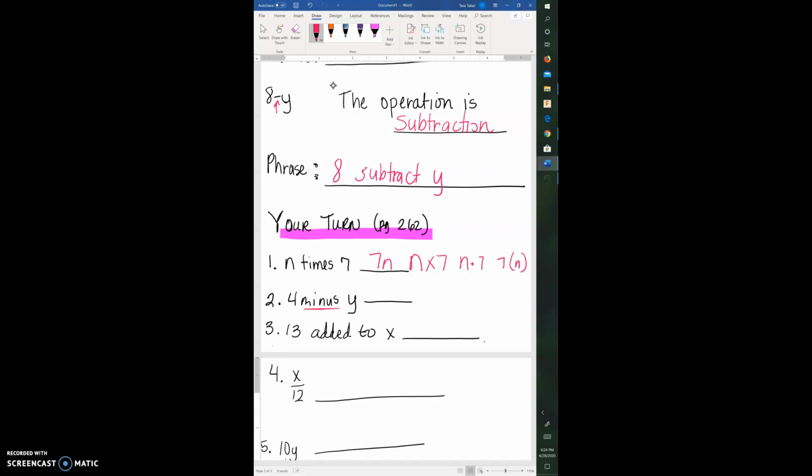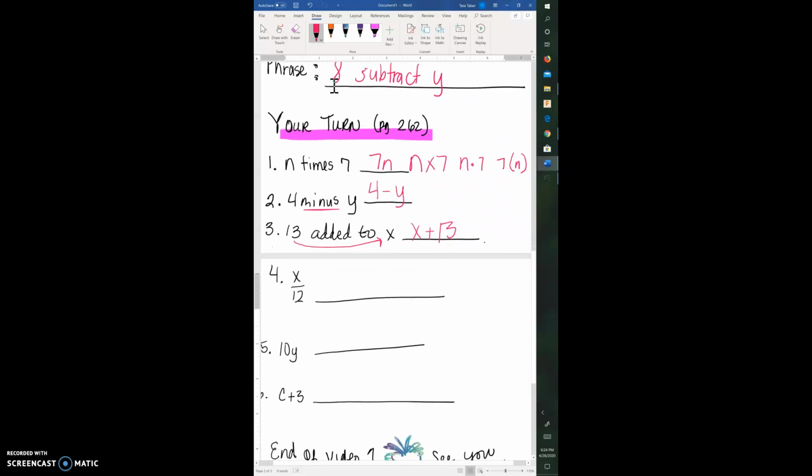4 minus y. This is how you have to write it. If you change it, this sign right here goes with y, so it would look different, and that's 7th grade, so we're just doing 6th grade this year. And then 13 added to x. So if we take 13 and we add it to x, that means we have x plus 13. Because we have 13, we're adding it to it. It doesn't really matter which way you do it, because addition, it doesn't matter.